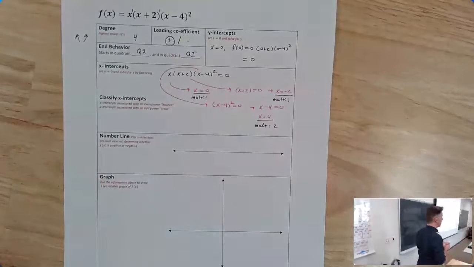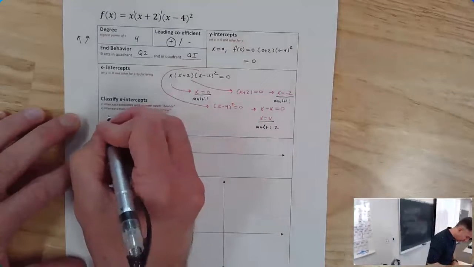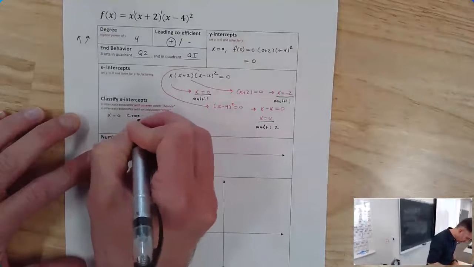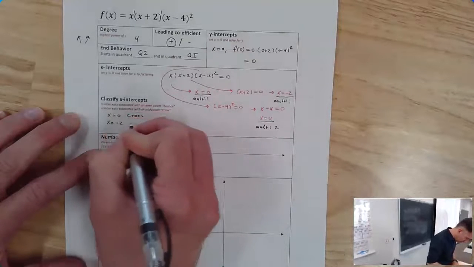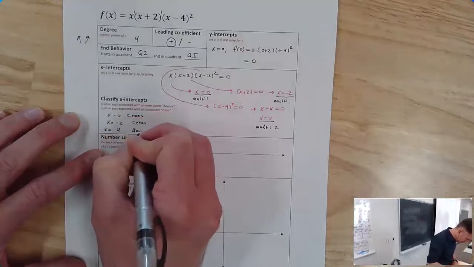So the odd multiplicities are going to cross, the even multiplicities are going to bounce. So we know that at x equals 0 we cross, at x equals negative 2 we cross, and at x equal to positive 4 we bounce.